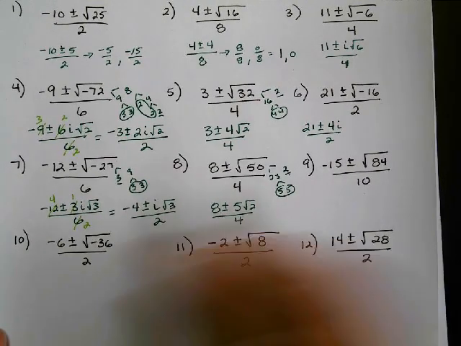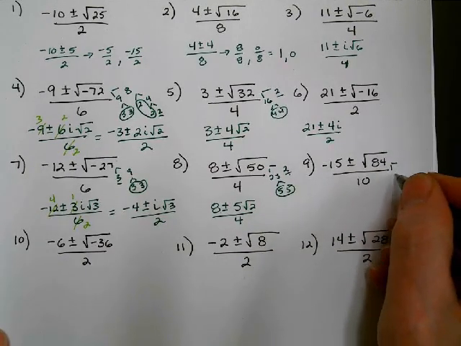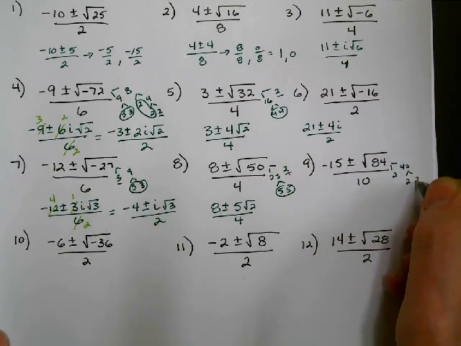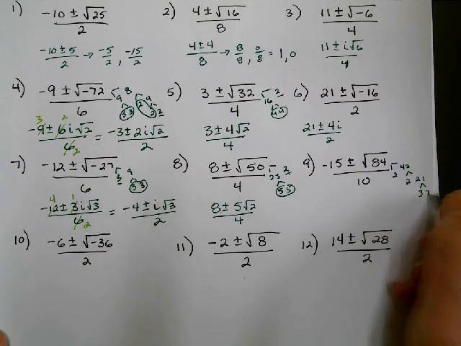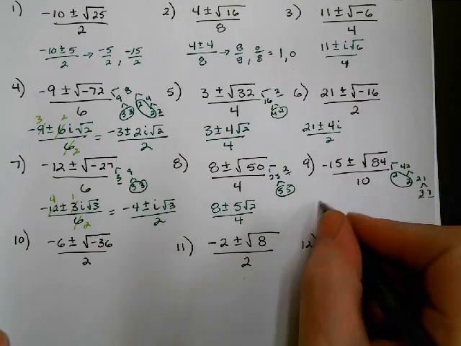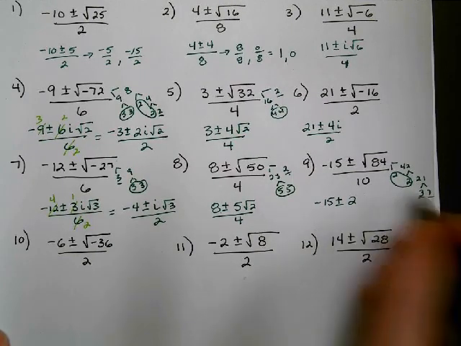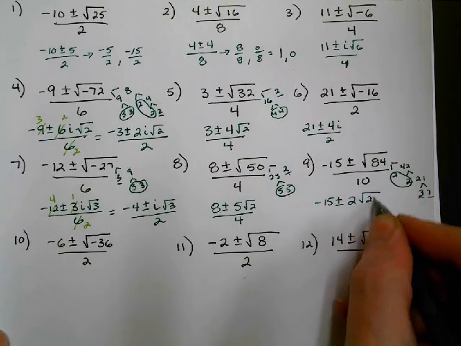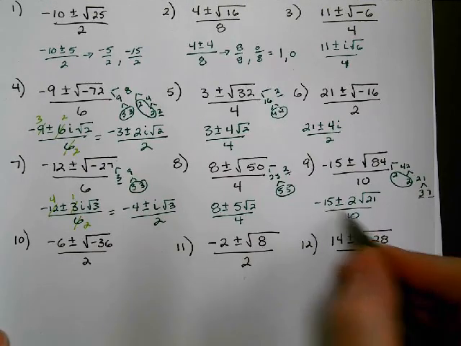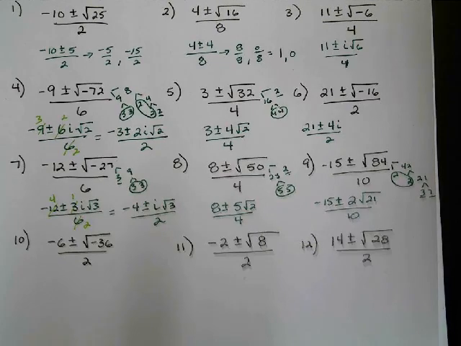Next one, 84. 84 is 2 times 42, and 42 is 2 times 21, and 21 is 3 times 7. So I've got a pair of 2s and a 3 and a 7 left over. So I'm going to get negative 15 plus or minus. The 2 goes out. The 3 and the 7 stay inside. So that's 3 times 7, 21, over 10. Now the 2 and the 10 reduce by 2. The 15 and the 10 reduce by 5. But all three of them don't reduce by the same amount. So we would just leave it as negative 15 plus or minus 2 root 21 over 10.